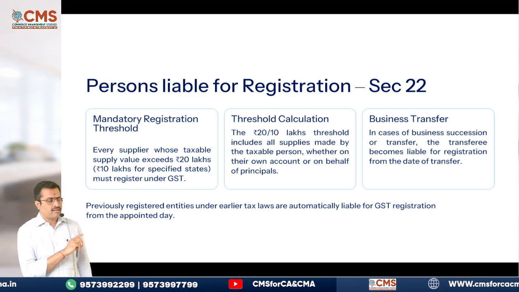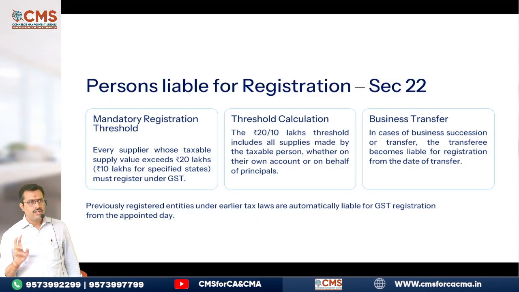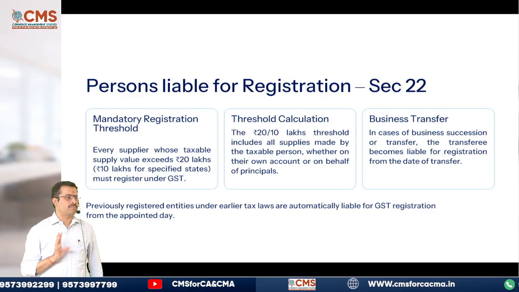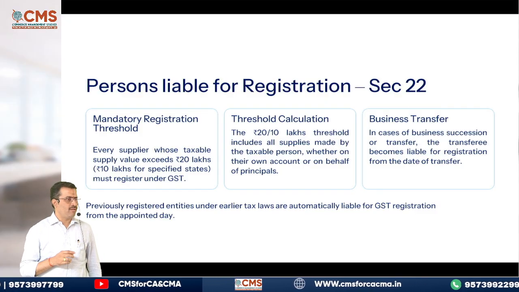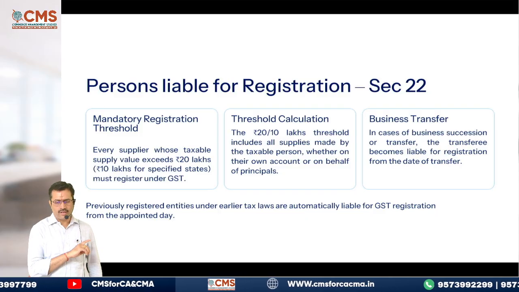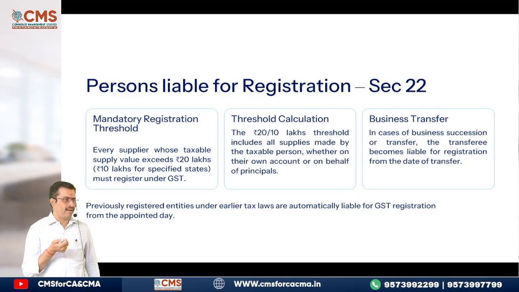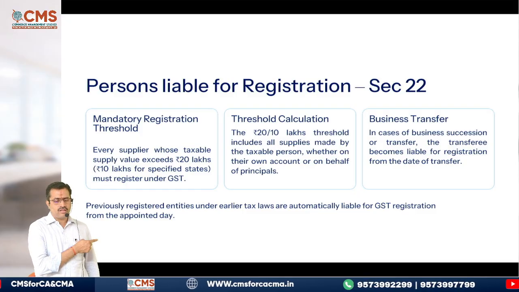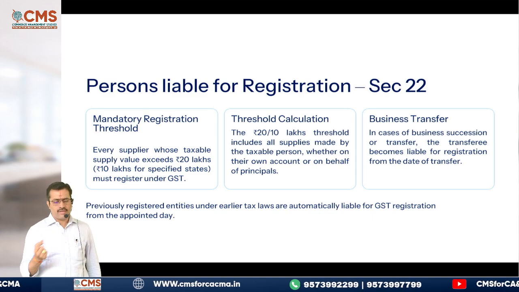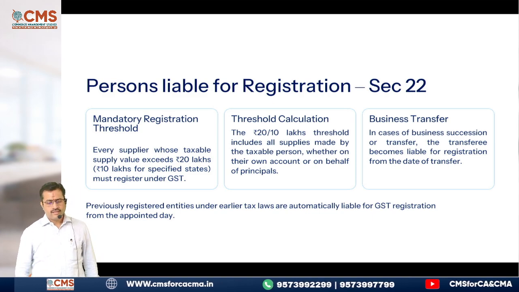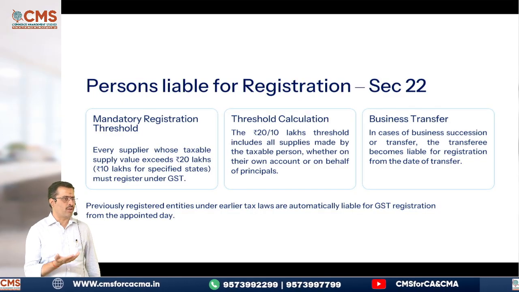Okay, so first of all, mandatory registration. Every supplier whose taxable value exceeds 20 lakhs, in brackets 10 lakhs in case of special category states. There are 4 special category states for which the 10 lakhs limit will be applicable. That also I'll tell you how to remember. Next, the threshold calculation, that is, how to calculate the 20 lakhs. It includes the value of all supplies made by a taxable person, whether on their own account or on behalf of all the principals. Then, in case of transfer of business, just now in the ITC also we have seen, the last one was that only, rule number 41.